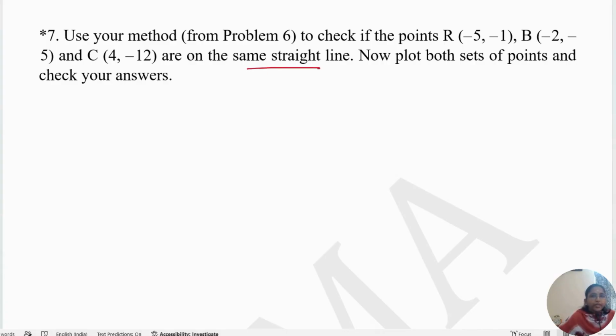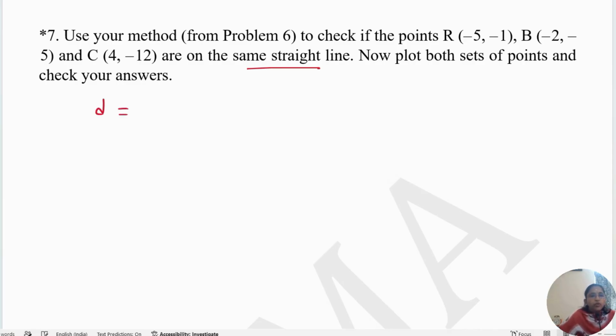So we can find the distances RB, BC and RC and check whether the sum of two distances is equal to the third distance or not. If it is equal, then they are lying on the straight line. Otherwise, they are not lying on the straight line. Now plot both sets of points and check your answer.